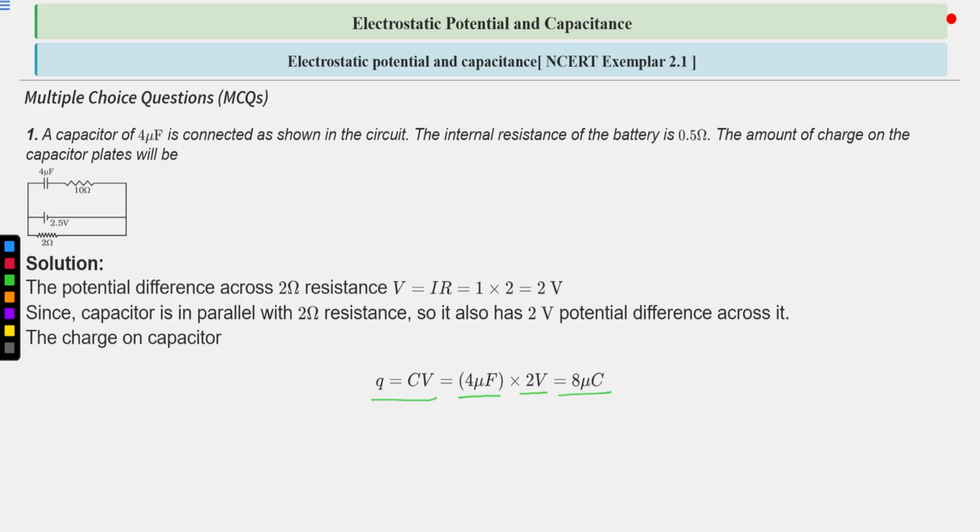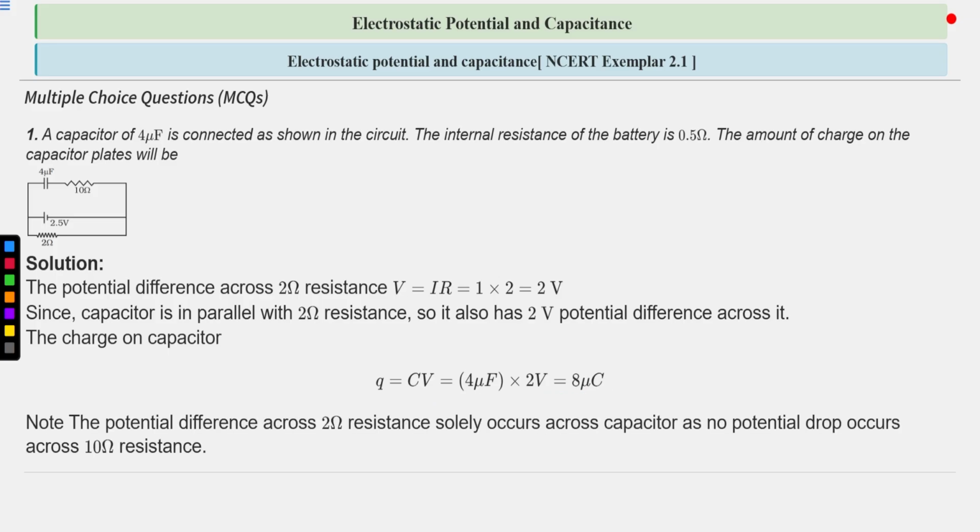Got it? Note the potential difference across the 2 ohm resistor solely occurs across the capacitor, as no potential drop occurs across the 8 ohm resistance. So this potential difference of 2 volt only occurs across the capacitor, since the potential difference across this 10 ohm resistor is 0. Why 0? We have already discussed it.